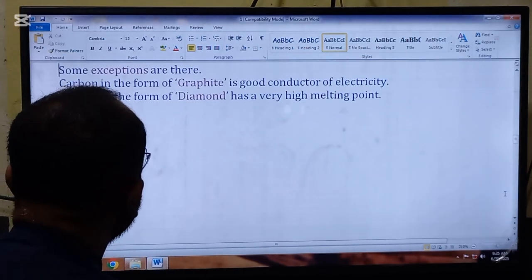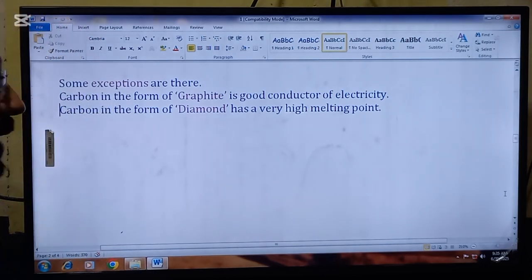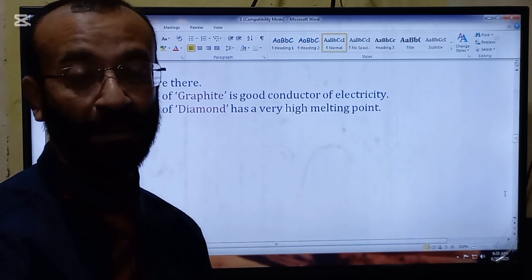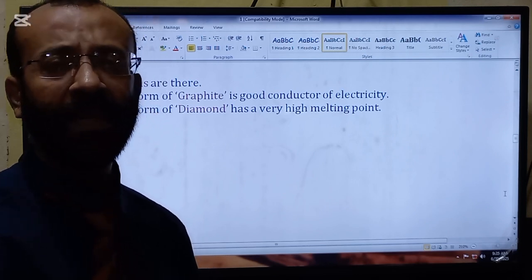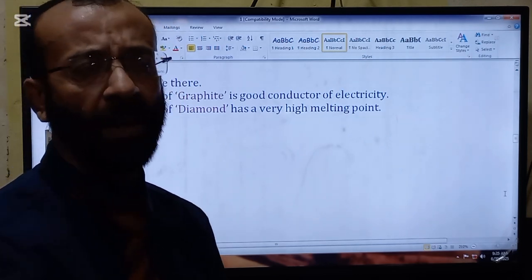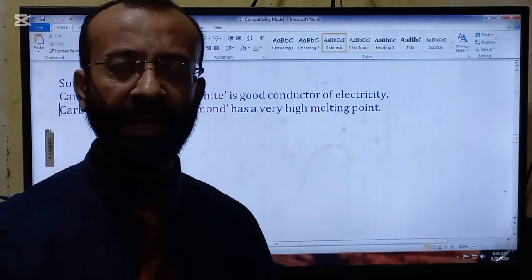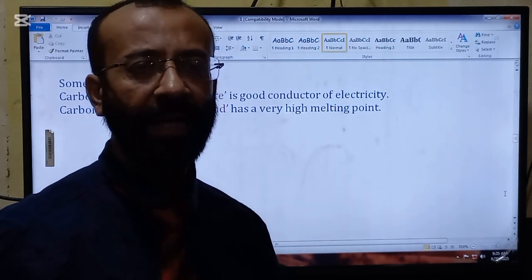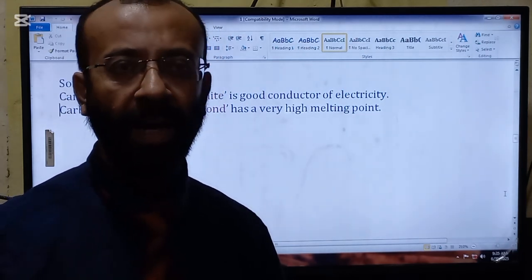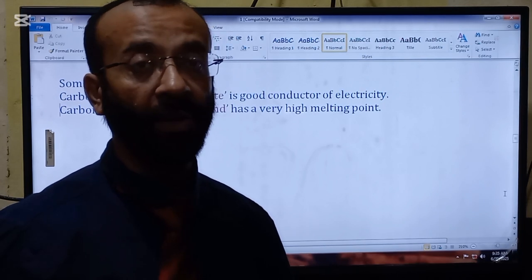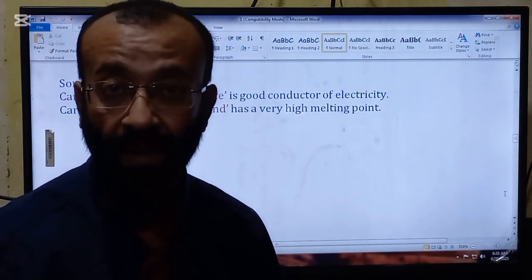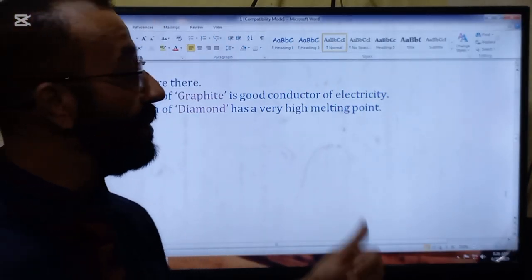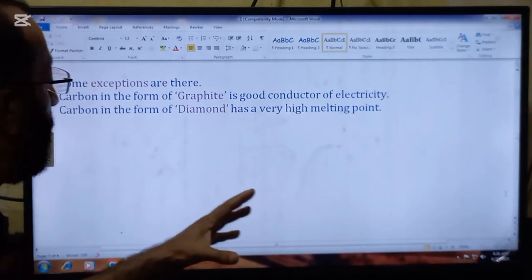But at the same time, some exceptions are there. Exceptions is a very important question that you will see in the paper. Students can write answers on the properties of metals and non-metals easily, but they normally feel difficulty in writing the exceptions, either from metals or non-metals. So, the metals which have a low melting point, or the metals which are in liquid form. At the same time, in non-metals also some exceptions are there.